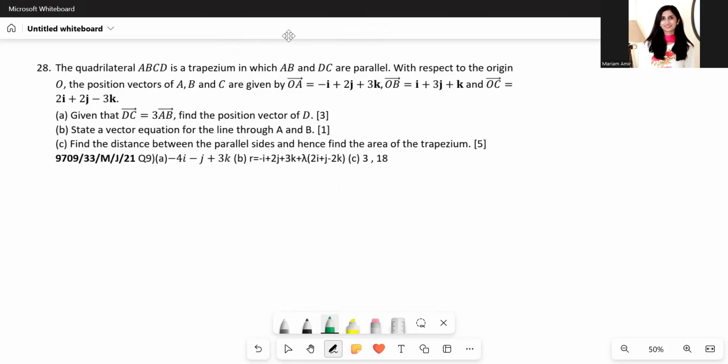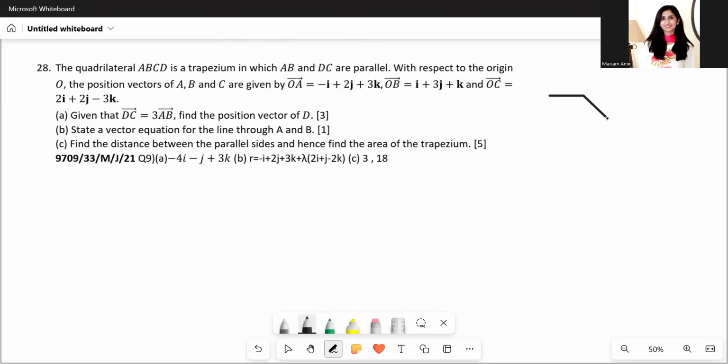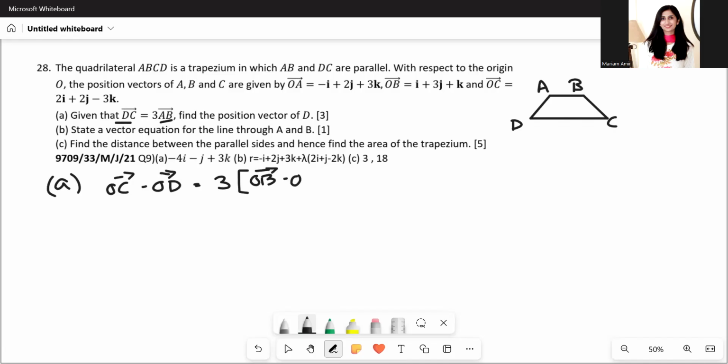All right, let me just roughly draw this trapezium first to make sense of this question. So AB is parallel to DC, and DC is 3 times AB. So this could be AB and then C and then D. So for part A, we're going to break this into the difference of its position vectors, which is OC minus OD equals 3 times, break this into the difference of its position vectors, so OB minus OA.